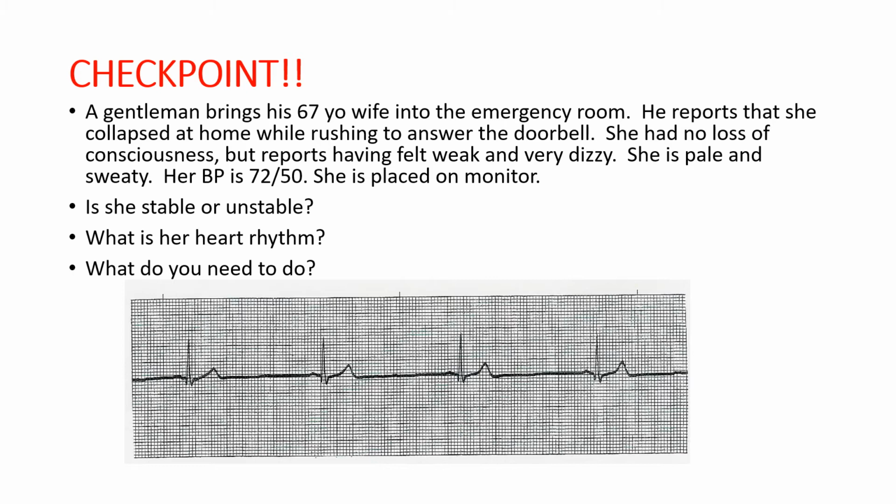Okay, let's look at the rhythm. So it's a regular rhythm. I can definitely see that the heart rate's around 40, if not less. So again, is she stable or unstable? If you said she's unstable, you are correct. And she's in a sinus bradycardia because she has P waves. It's less than 60. It's regular. And so what do we need to do?